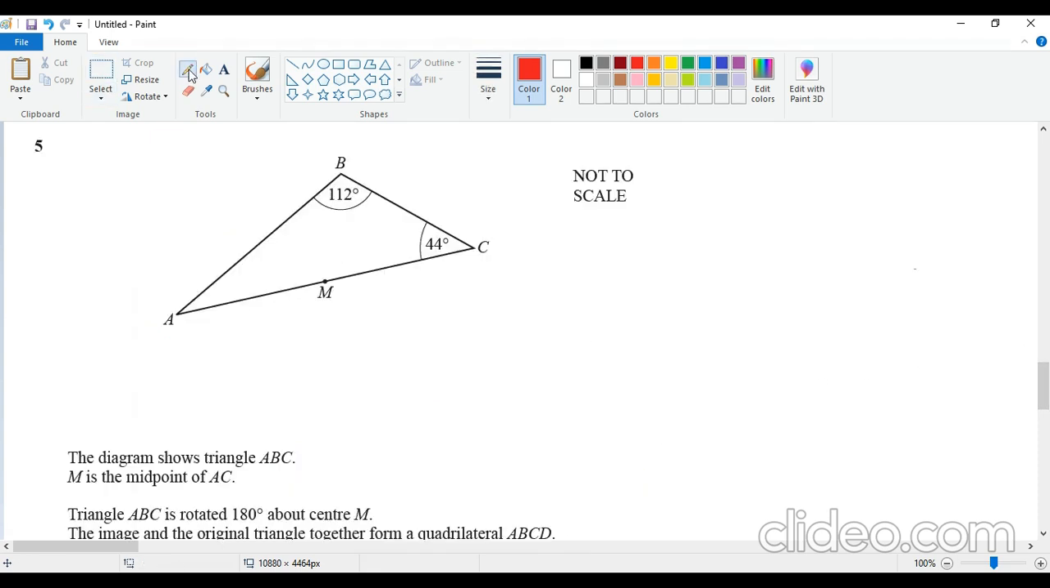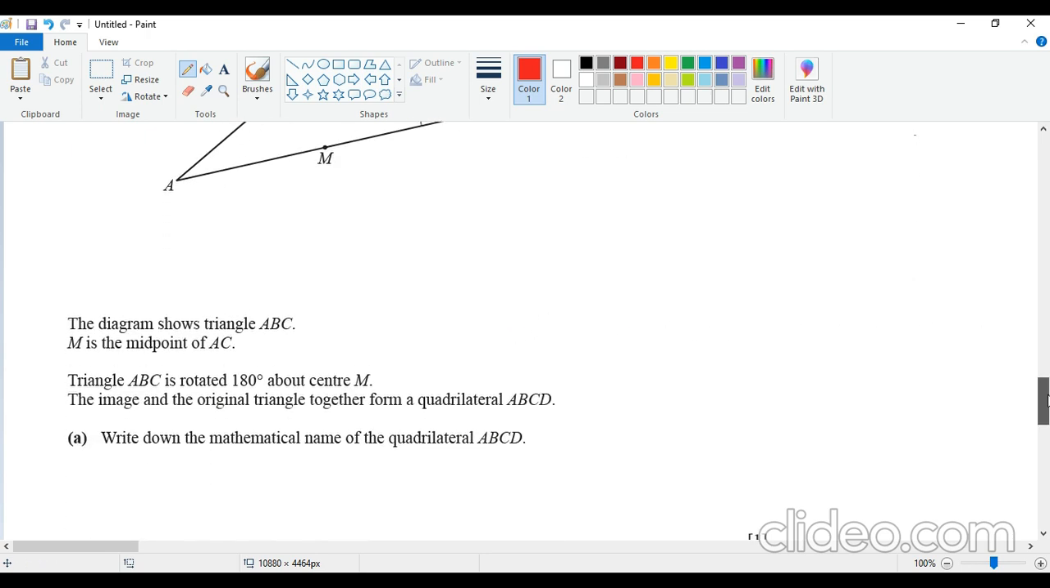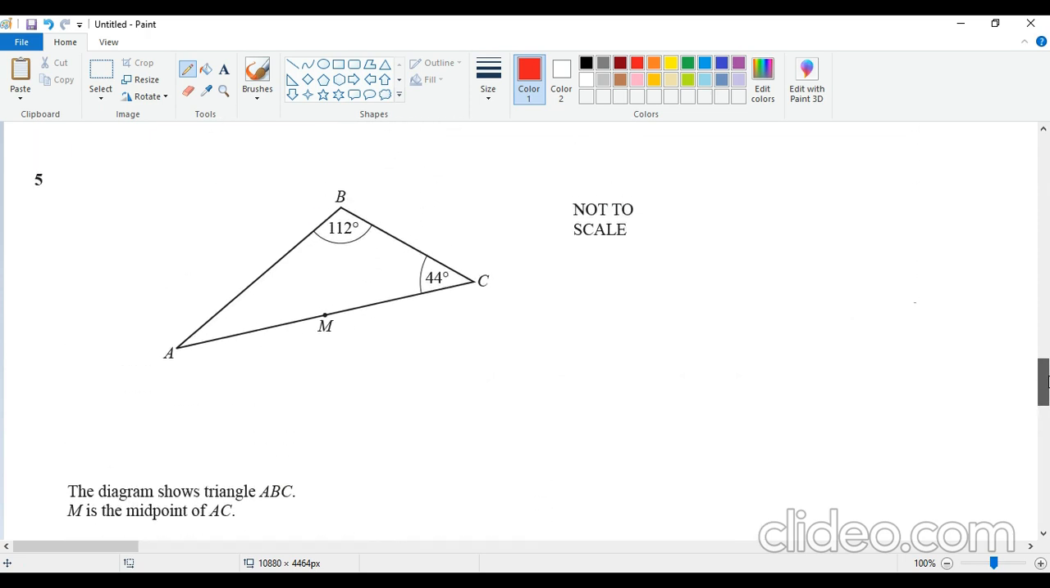Okay, so this is question number 5 in front of us. The diagram shows triangle ABC. M is the midpoint of AC. And the triangle ABC is rotated 180 degrees about center M. The image and the original triangle together form a quadrilateral ABCD. Write down the mathematical name of quadrilateral ABCD.